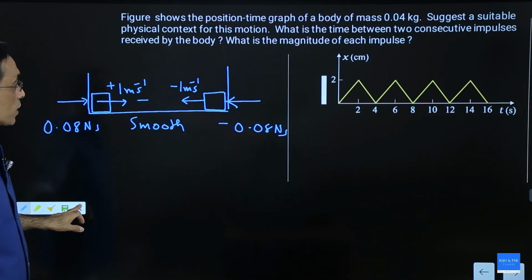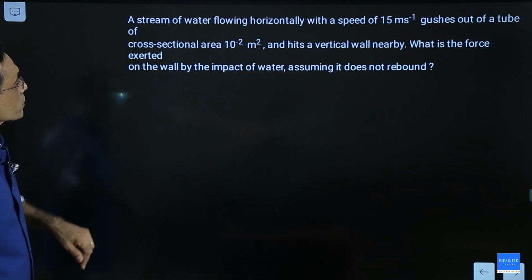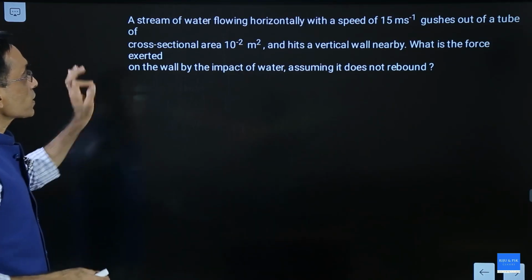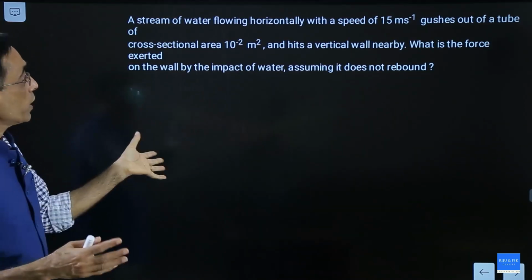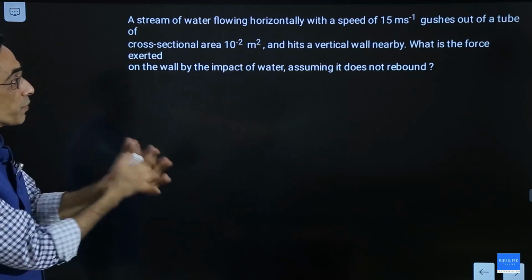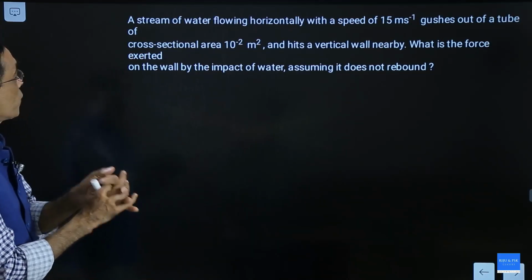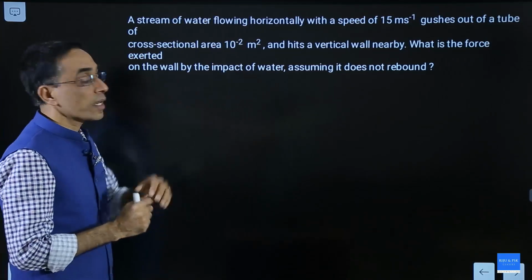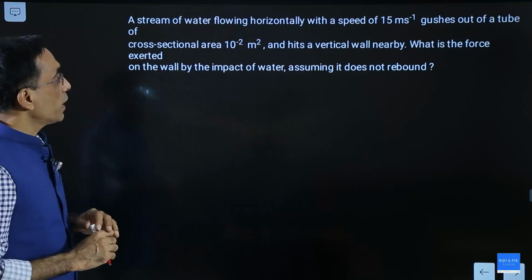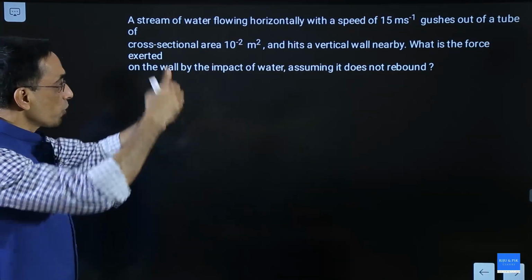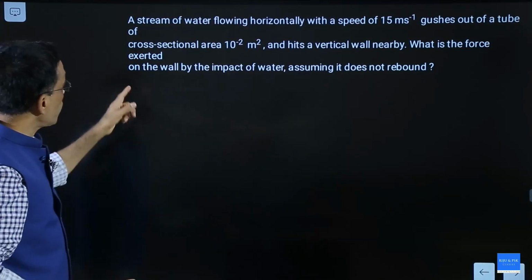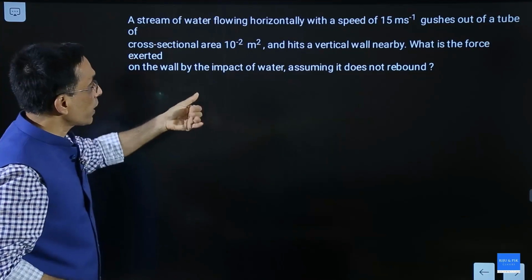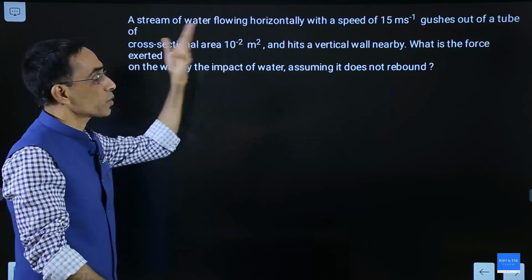All right. So I think that was pretty cool. This one: a stream of water flowing horizontally with a speed of 15 meter per second gushes out of a tube of cross-sectional area 10 raised to minus 2 meter square and hits a vertical wall nearby. What is the force exerted on the wall by the impact of water, assuming it does not rebound?